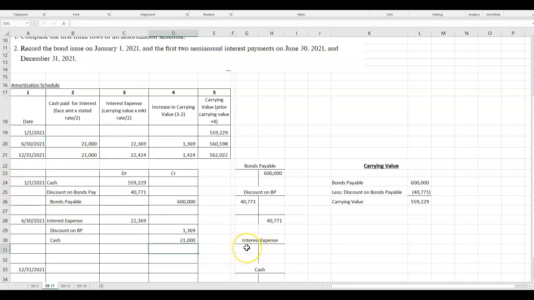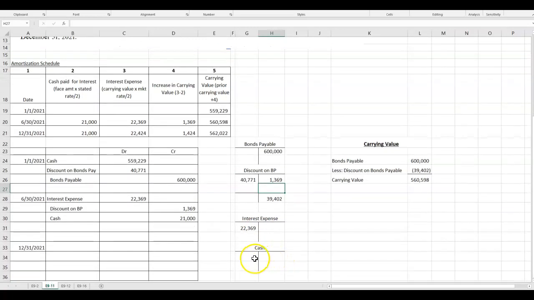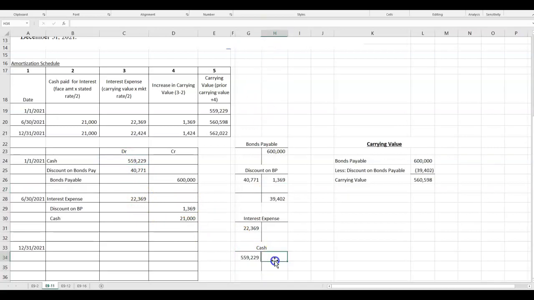Now let's post this stuff so that we can see what happened. So the interest expense, debit, discount on bonds payable, credit, and of course our cash, which we forgot to post the original amount. And then we'll post this cash that we paid out.